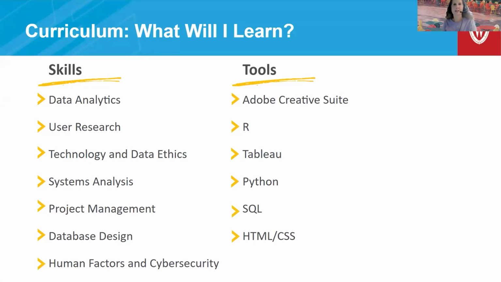What will you learn in the curriculum in the MS Information program? So every student will learn data analysis, some user research, project management, systems analysis, data ethics, database, and some students will learn human factors and cybersecurity. Some students will learn UX design, and others will dive deeper into data analytics and different tools that you can use for manipulating data. Some of the tools that you will learn, depending on which path you go into, are Adobe Creative Suite, R, Tableau, Python, SQL, HTML, CSS, and additionally Figma. So those are some of the tools or software that you will use as a student in the program.